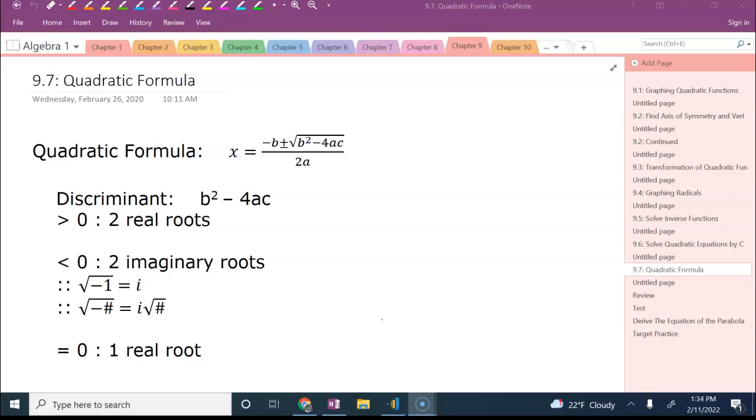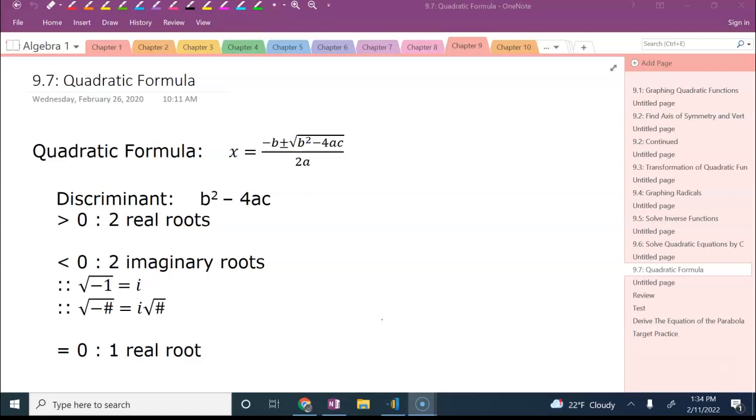So for Chapter 9, Section 7, we are going to be talking about another way to solve these quadratics, and it is using a specific formula called the quadratic formula. The really nice thing about the quadratic formula is that it can be used to help you factor or solve any type of quadratic equation that you might see.